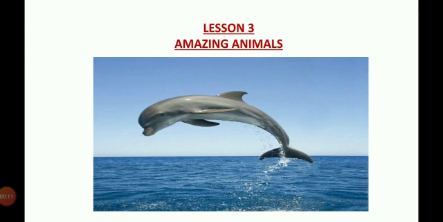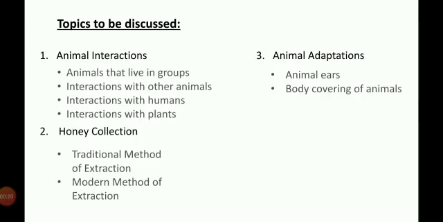So here we are going to start our third chapter in EVS. The name of this chapter is Amazing Animals. In this chapter we will discuss the following topics. First, animal interactions, in which we'll see how animals interact in groups with other animals, with humans and with plants.